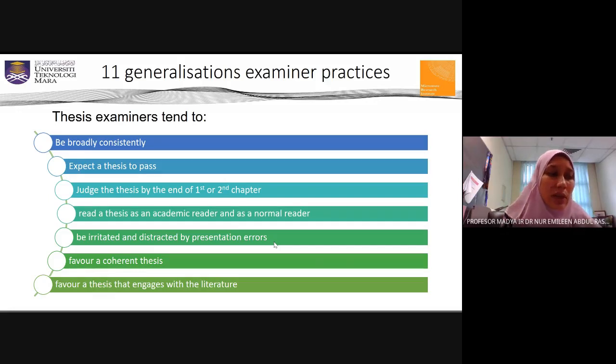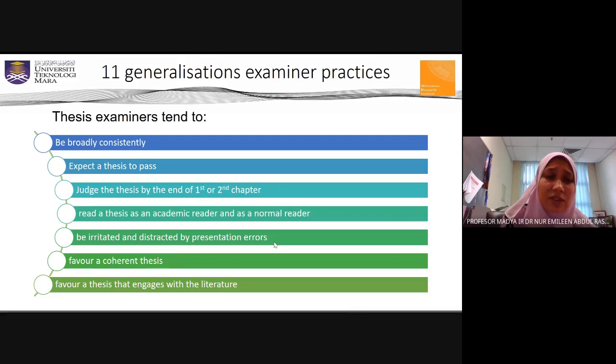Okay, so examiners read a thesis in chunks over a week. So probably bila sampai chapter 4, dia dah lupa dah apa yang berlaku kat chapter 2 tadi. So kalau boleh, bila thesis student tu ada sikit, bukan flashback, we'll call that, dia quote balik apa yang berlaku di chapter before. Okay.